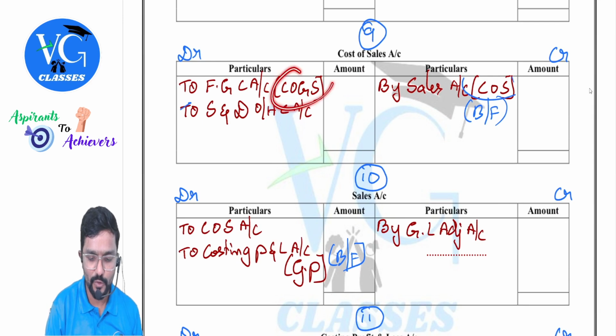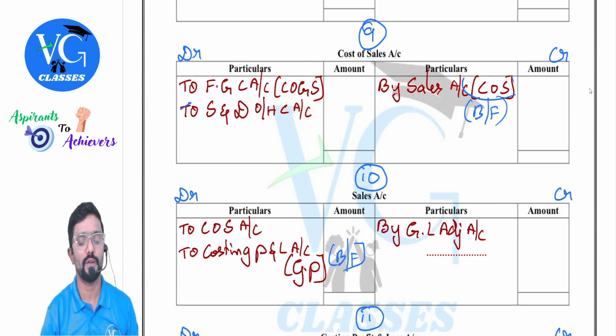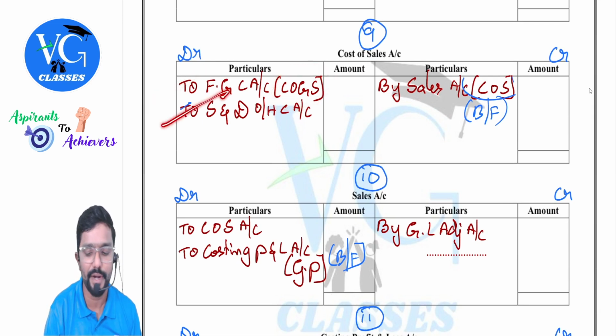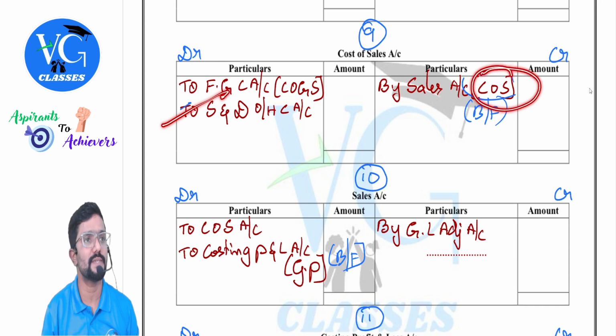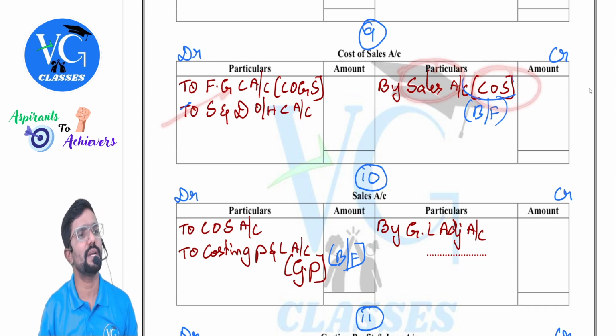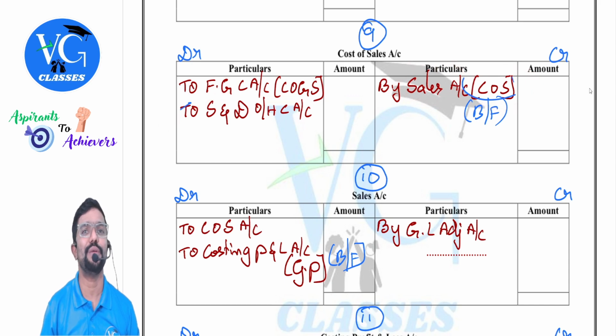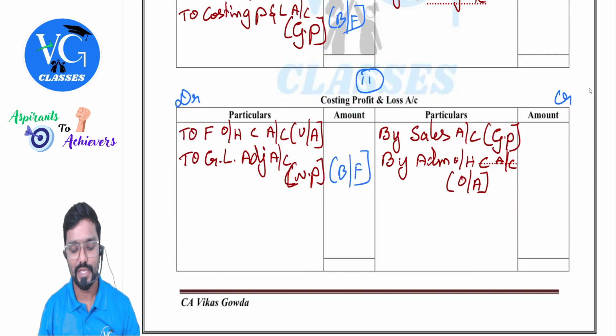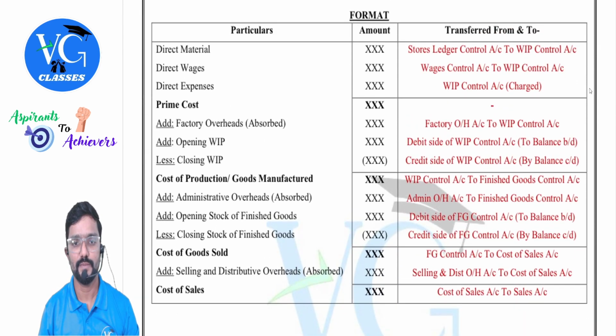If you observe cost of sales also, they will receive cost of goods sold from which account? Finished goods control account. Plus selling and distribution overhead absorbed. We will get what? Cost of sales. Where do we transfer it to? Sales account, or straight away you can transfer it to costing P&L account also. Clear? Yes. So this is all about the cost accounting system chapter, guys.